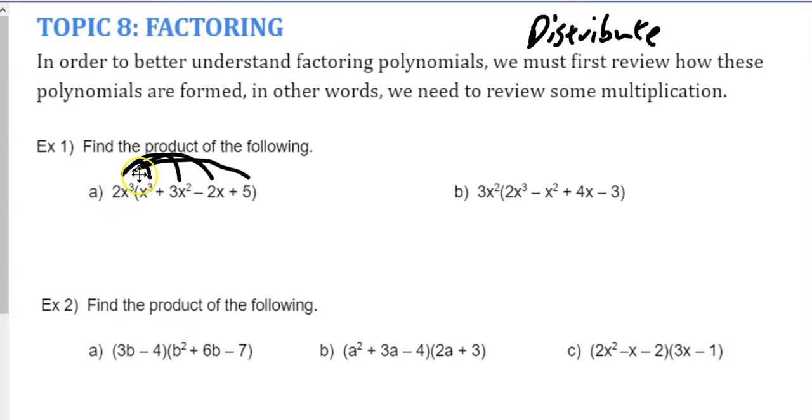So I have to take 2x cubed times x cubed. So the number times the number: 2 times 1 is 2. And when I multiply those variables together, since they're both x, I add together the exponents of 3 and 3, and I get 2x to the 6th.